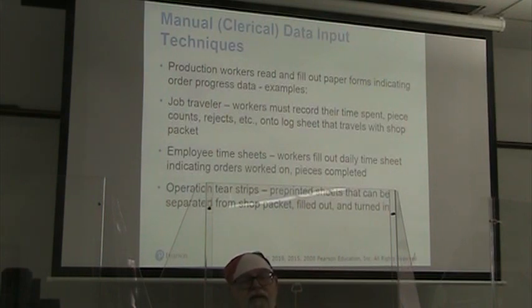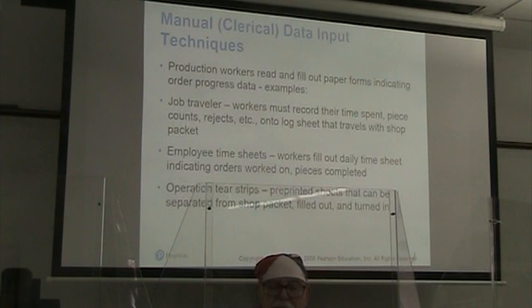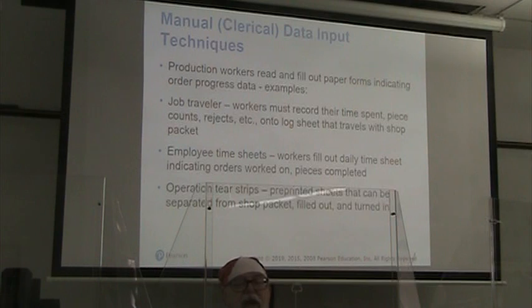Now, often this is done manually. So manual or clerical data input techniques, the production workers read and fill out paper forms indicating order progress data. So examples might be the job traveler, where workers record their time spent, the piece counts, the rejects, all of that onto a log sheet that travels with the shop packet.